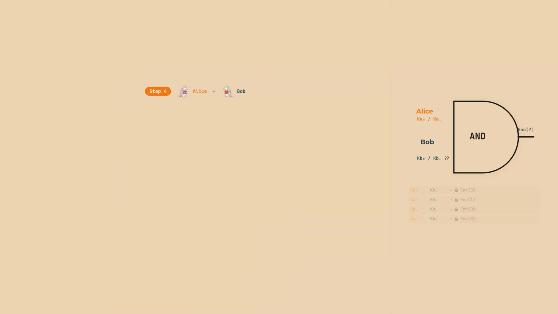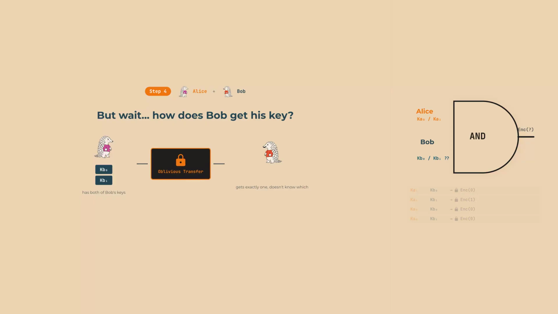Step 4. Alice needs to give Bob his key, but without learning which key he picks. This is where oblivious transfer comes in. Alice holds both of Bob's possible keys. Through oblivious transfer, Bob receives exactly the key matching his private choice, and Alice never learns which one he picked.